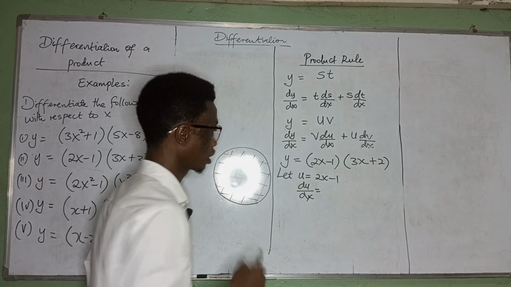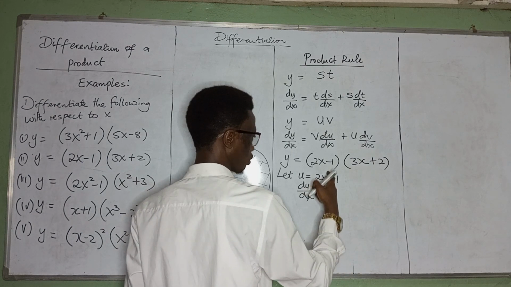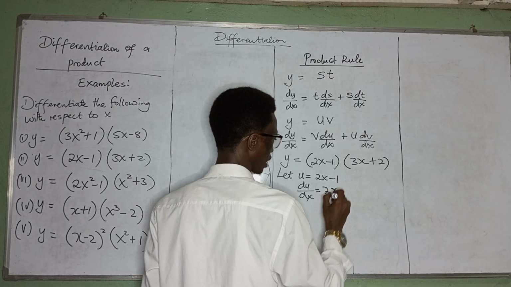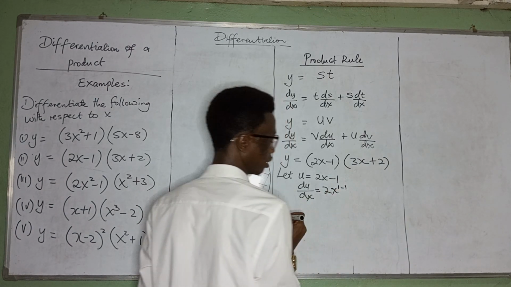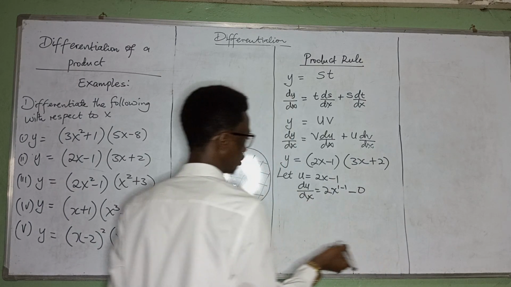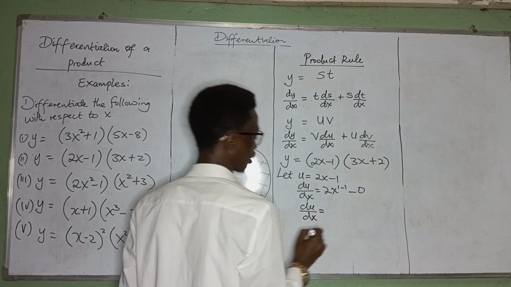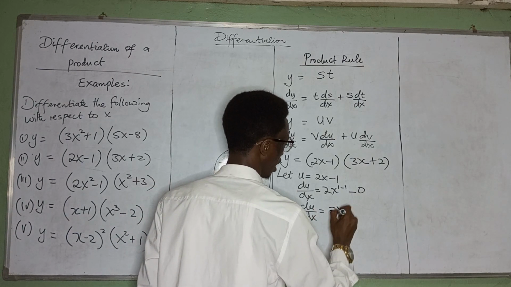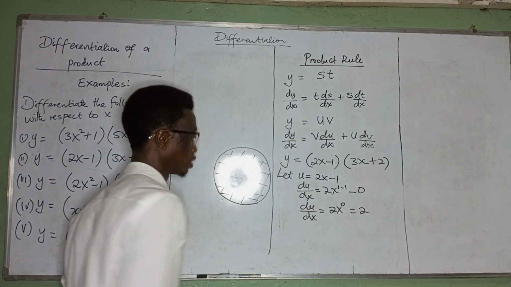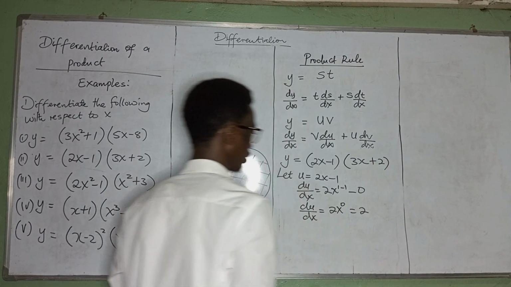Again, we know the rule now. We have 1 here, multiply, this becomes 2, times x to the power 1 minus 1. Minus, when we differentiate a constant, that's 0. So du by dx equals 2x to the power 0, which is 2. A number raised to the power 0 is 1. In some cases I will not write this again.